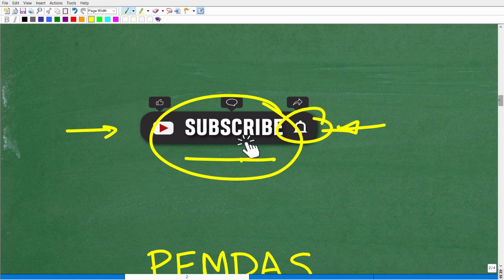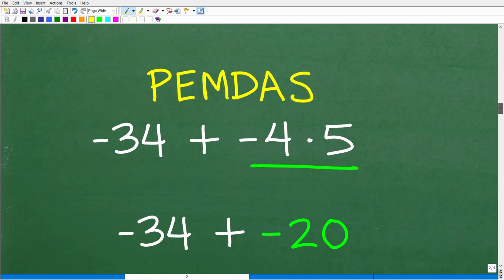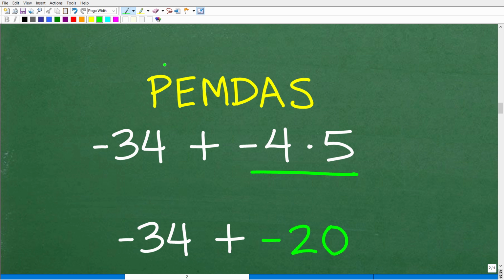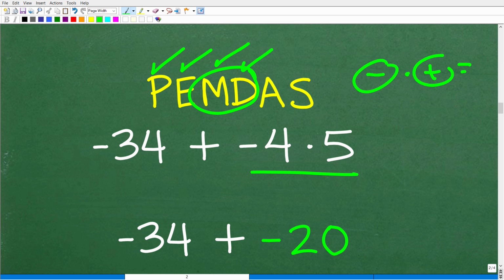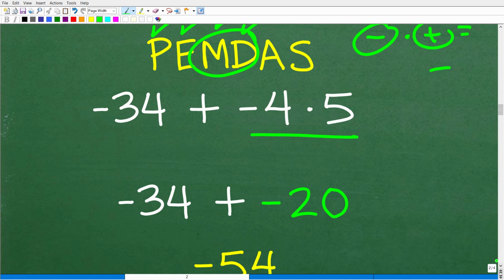Okay, so let's go and finish this problem up. Again, we are always keeping PEMDAS in mind: no parentheses, no powers, multiplication, division. We took care of the division because it came first from left to right, and now I've got to take care of this multiplication. So -4 times 5, we have a negative times a positive. Negative times positive, the answer is going to be negative. So 4 times 5 is 20, but this is going to be -20.